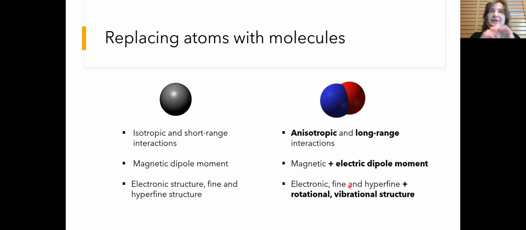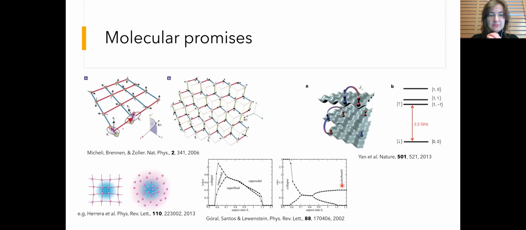vibrational structure. And you get this for free. It can be a curse or it can be a blessing, but you have many couplings between these internal degrees of freedom. You can use it to your advantage, or you have to get rid of them if that's problematic for you. So they are more complex. They give you more power, but they are also more demanding in handling. Okay, but the promises they bring are pretty interesting.